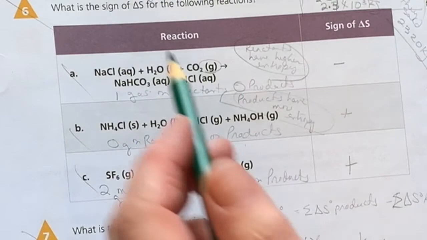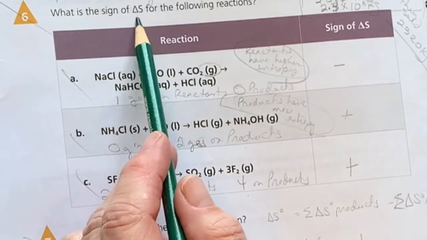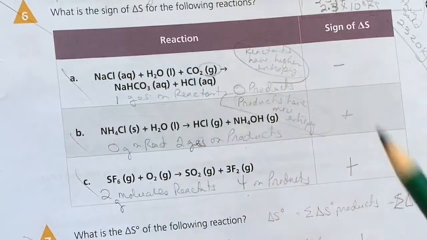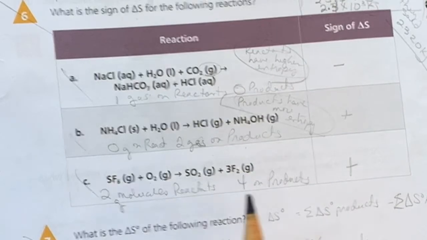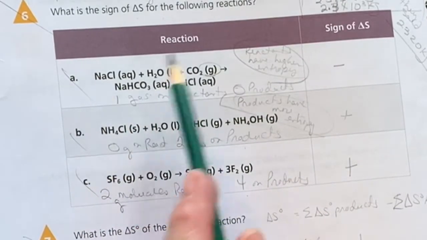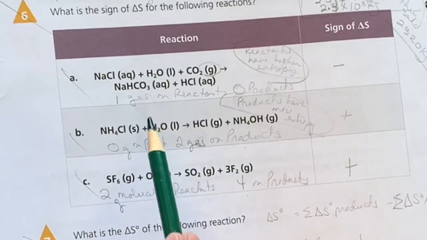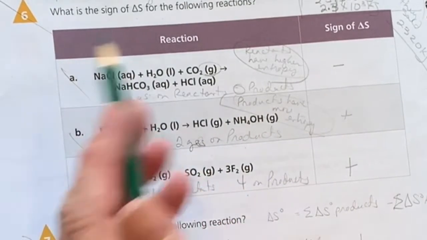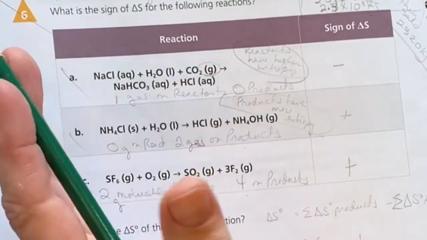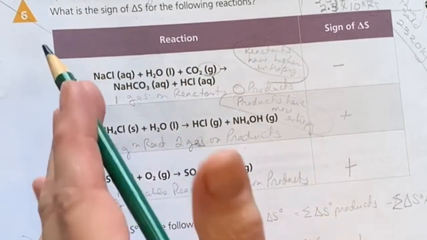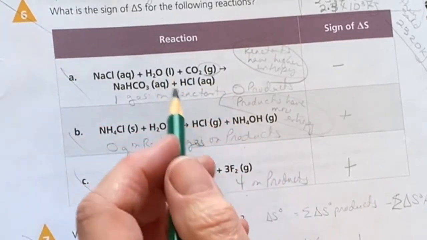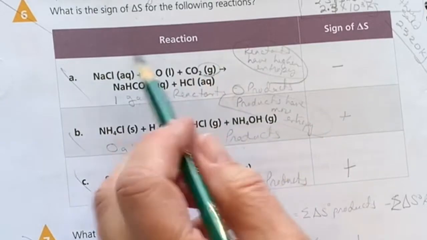All right, so we're going to go ahead and do 6. What is the sign of delta S for the following reactions? Remember, we're looking for entropy, so we're trying to find chaos. And so we are looking for the most chaotic thing. Gas is the highest, liquid or aqueous is next, and then solids are the least chaotic. And that makes sense, right?